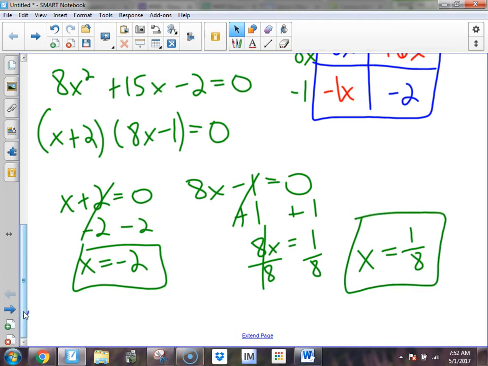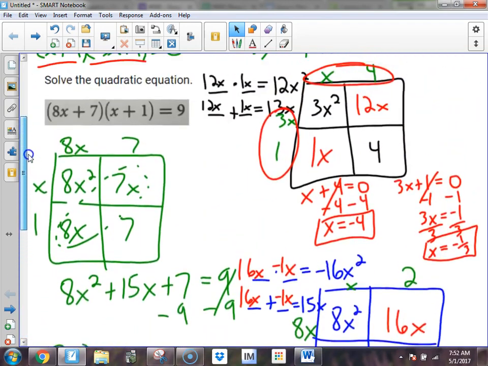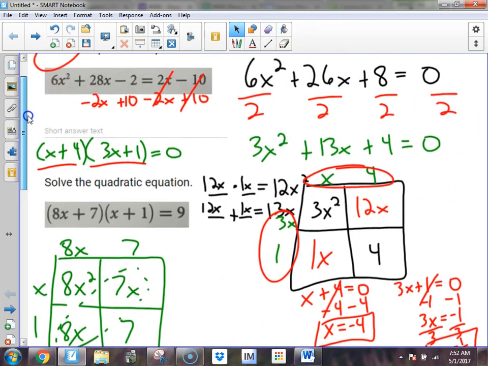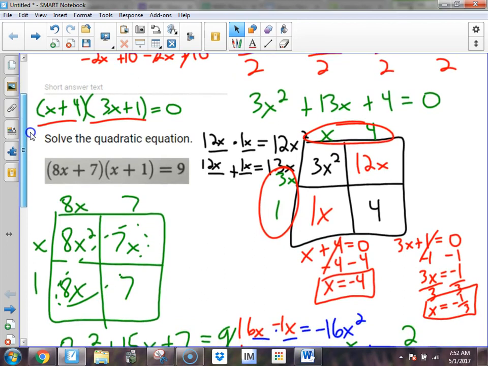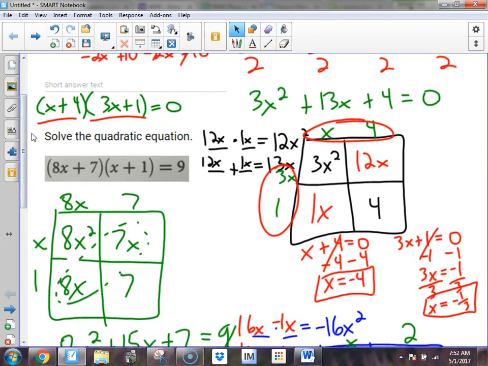You have essentially 4 different solutions that need to be written down when it comes to the Do Now sheet. These last 2 are for the second problem. x equals negative 2, x equals 1/8. The first 2 were the other 2 that we came up with, negative 4 and negative 1/3.